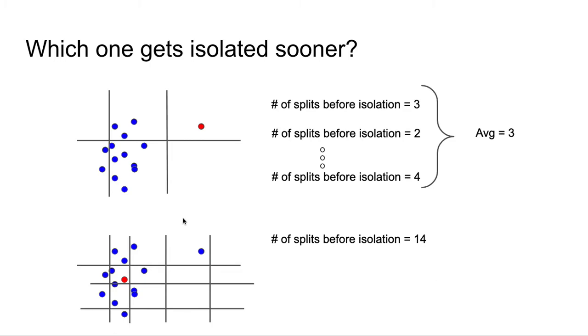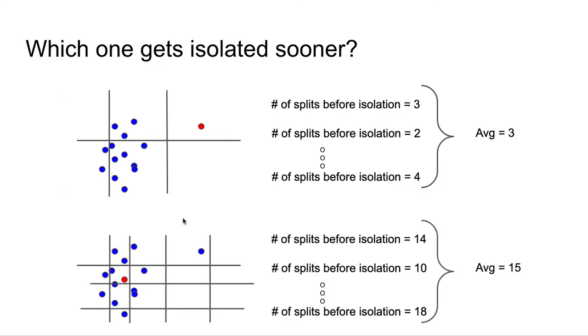And again, if you do the process from scratch, you may get the number 10. And if you keep doing this a lot of times, say 40, 50 times, on average maybe you're gonna get the number 15, which shows on average it takes 15 splits to isolate this red point.